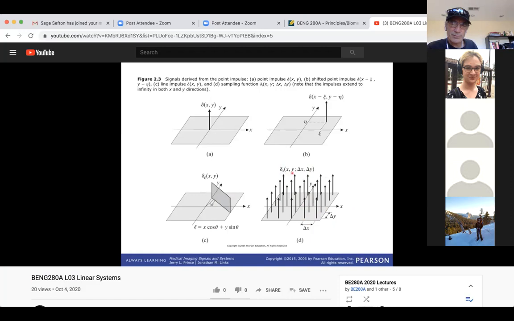It's a function that's continuous in x and y, and it has 2 parameters giving you the separation of the sampling points in x and y.